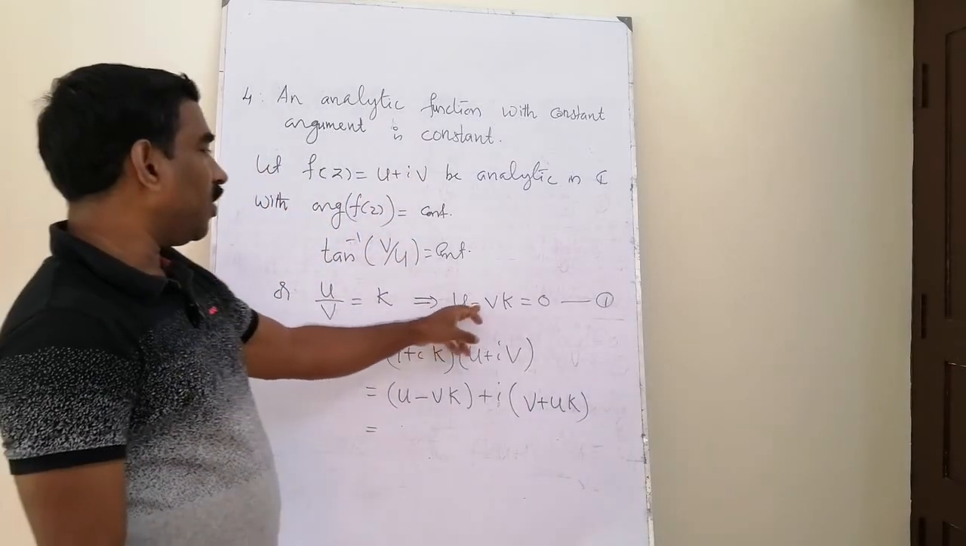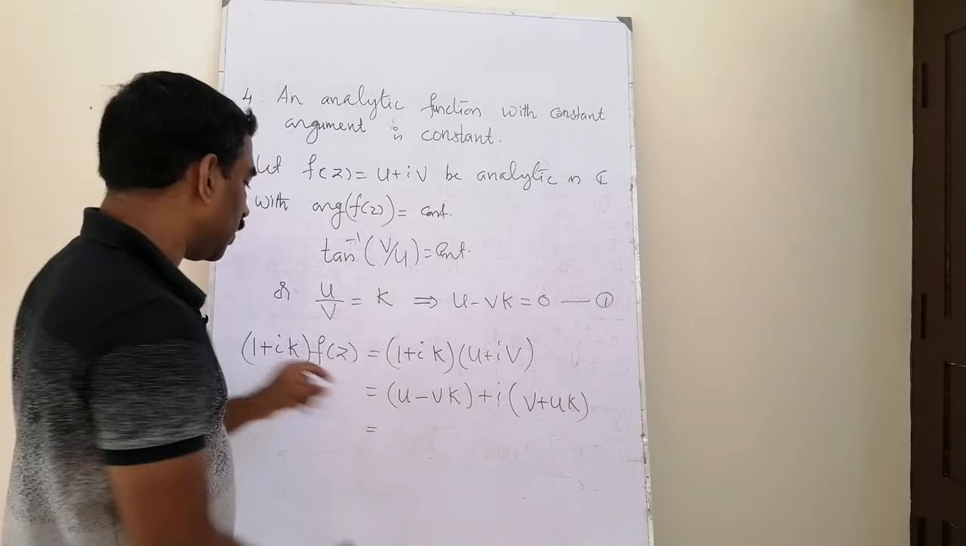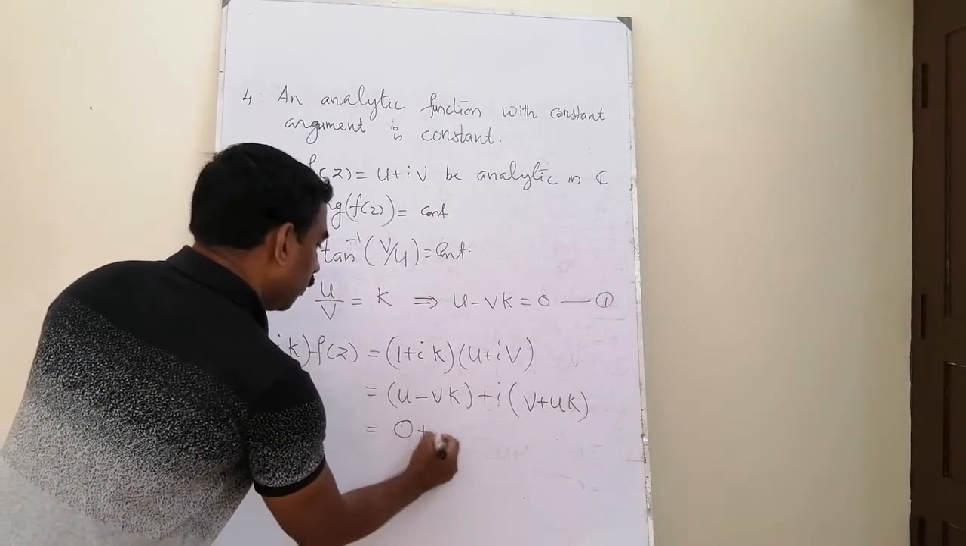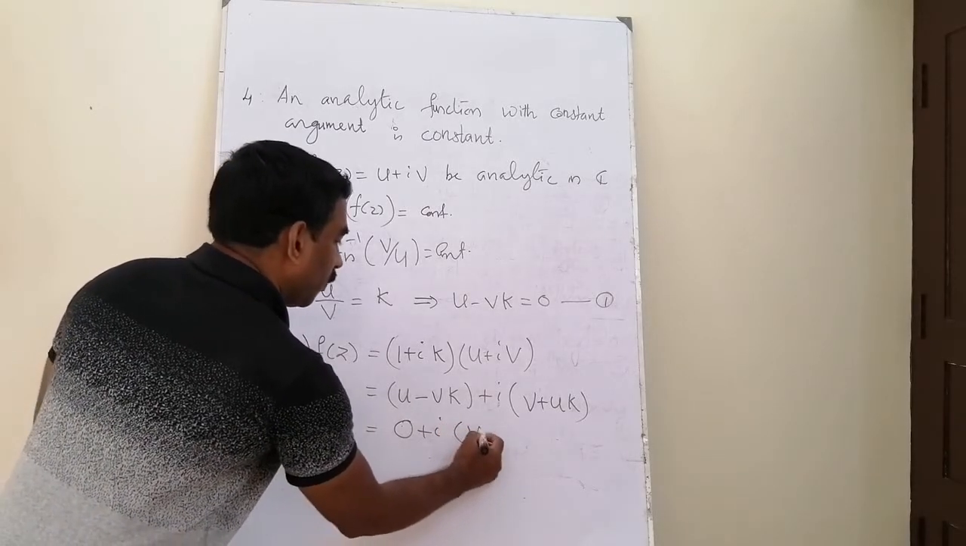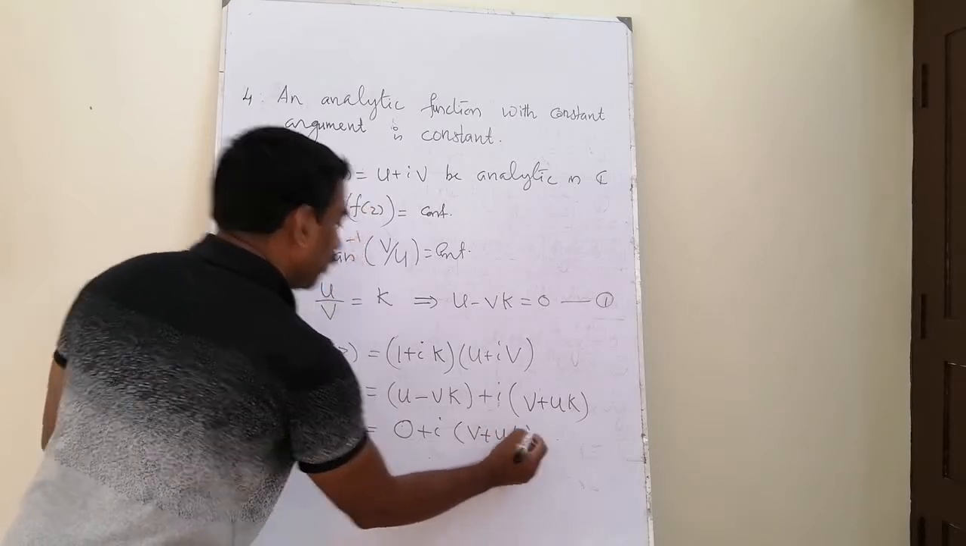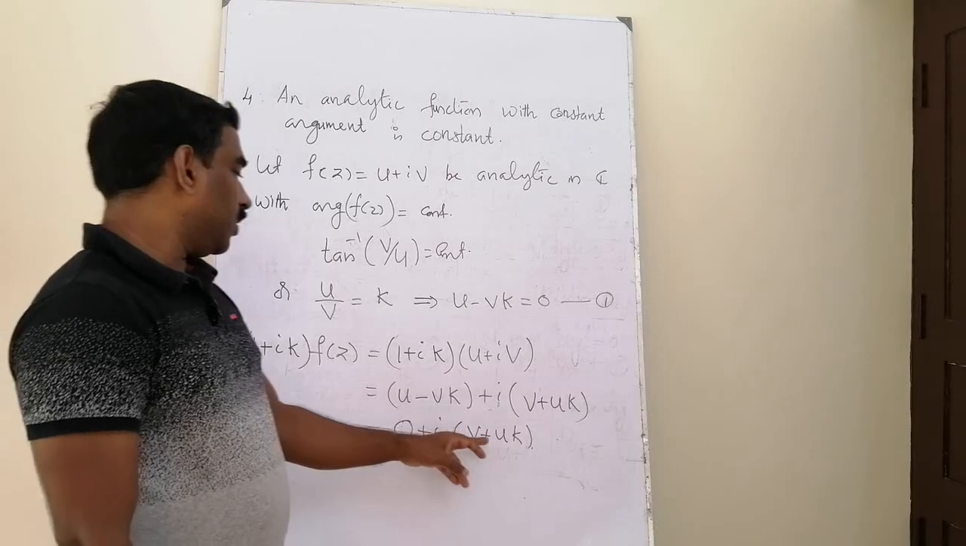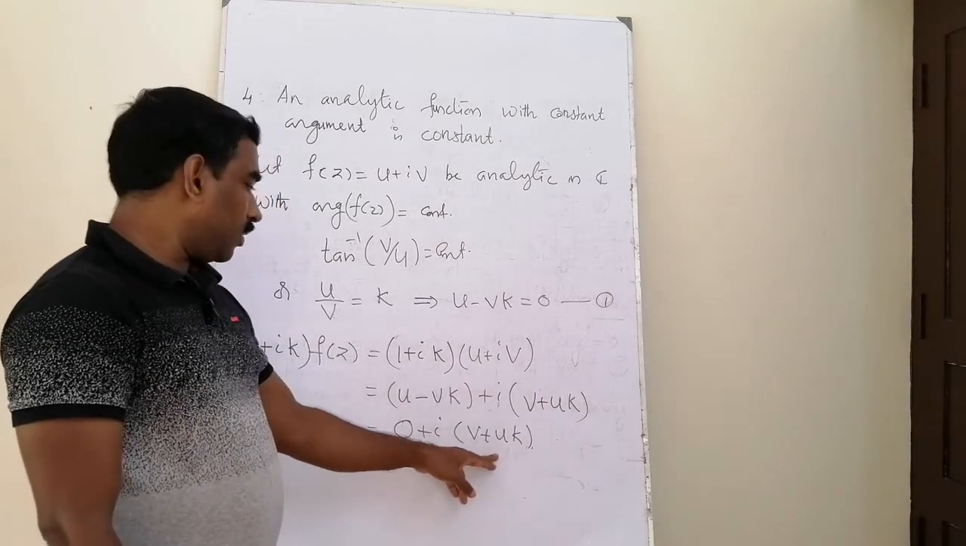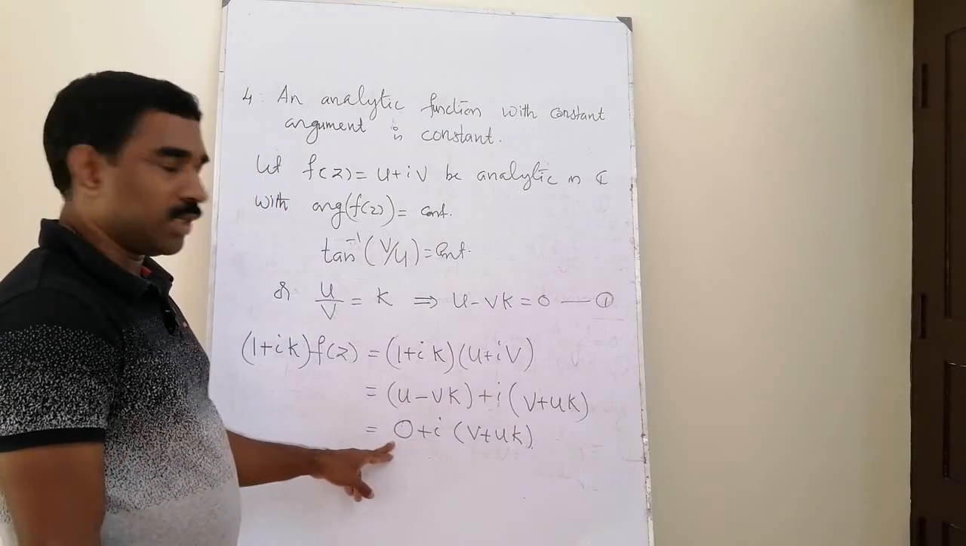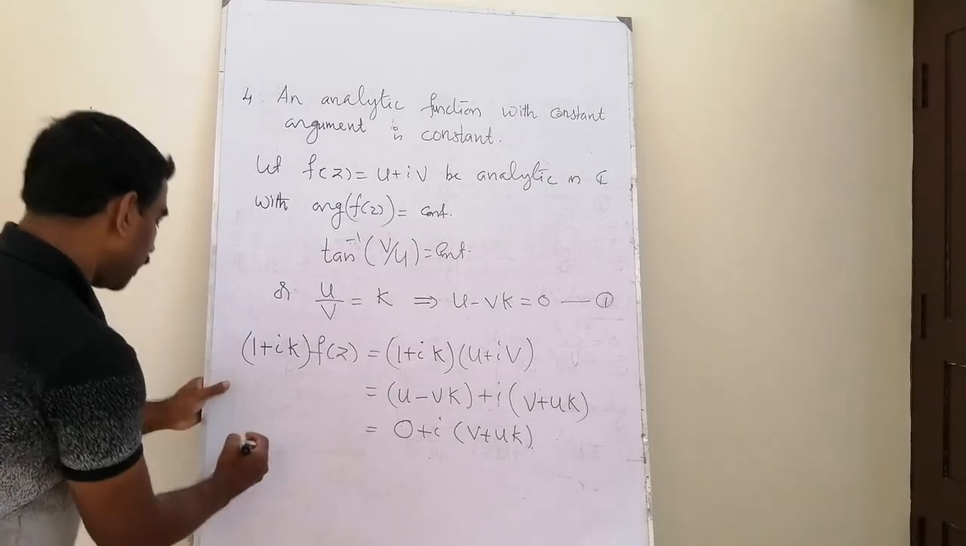Now from equation number 1, what is the value of u minus vk? This u minus vk is equal to 0. So that is 0 plus i into v plus uk. That is a new complex function, 1 plus ik into f(z), which is an analytic function having its real part constant.